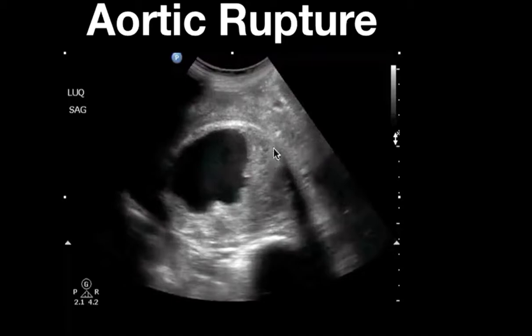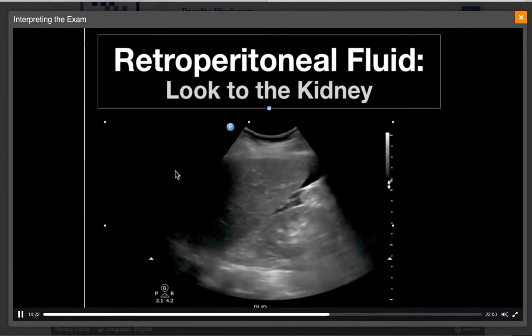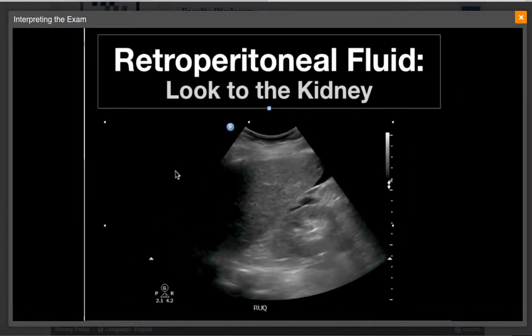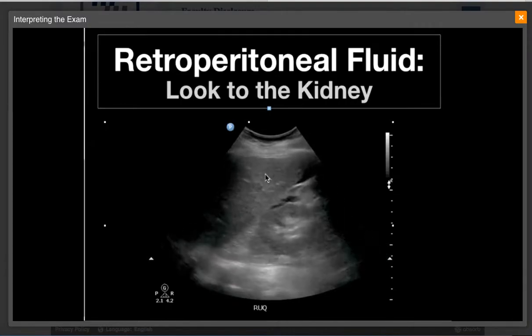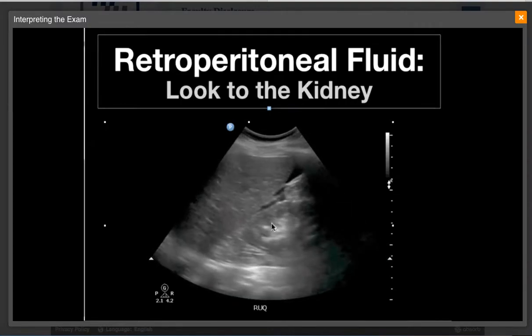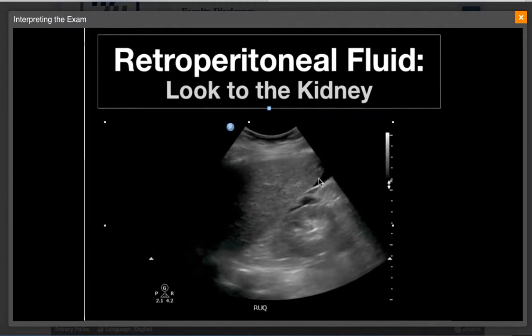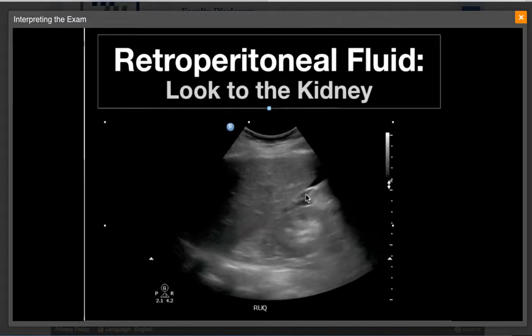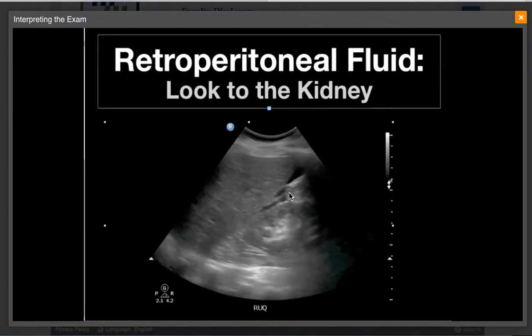Okay, so let's take a look at this perihepatic window. This was a patient who had a large AAA. Direct findings of rupture couldn't be seen when the aorta was scanned either sagittally or transverse. However, when we went to the Morrison's pouch window, you can see here's liver, here's kidney, here's the retroperitoneal fat. There's some fluid in Morrison's pouch, but there's also some free fluid present in the retroperitoneal space.